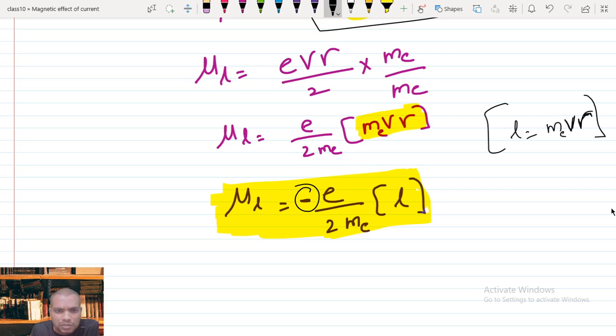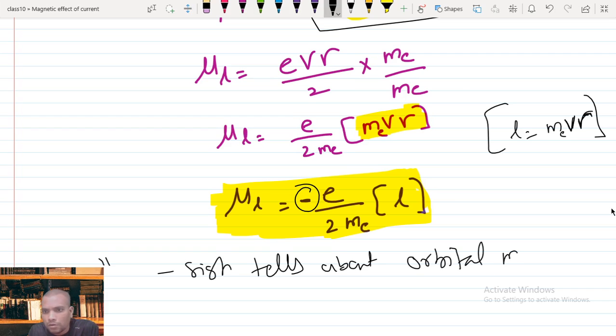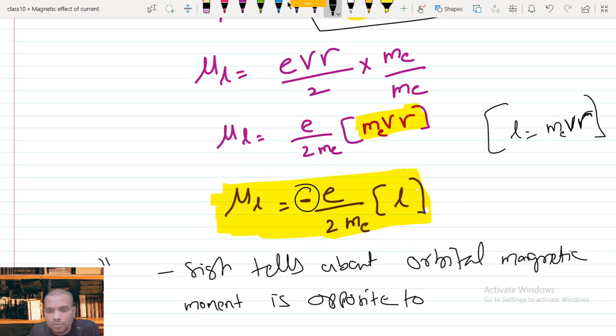Suppose we take a positive charge, the negative sign tells about the orbital magnetic moment being opposite to the angular momentum. So this is the condition I have written for an electron.